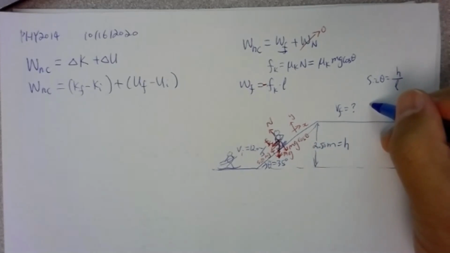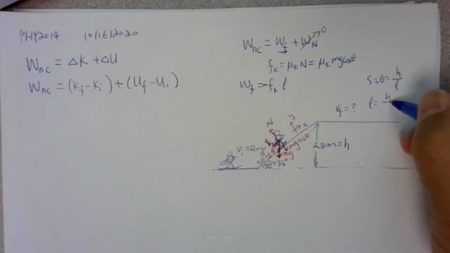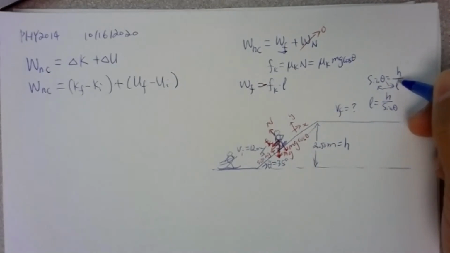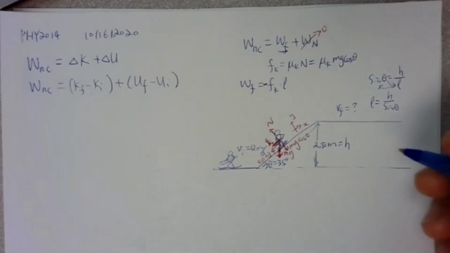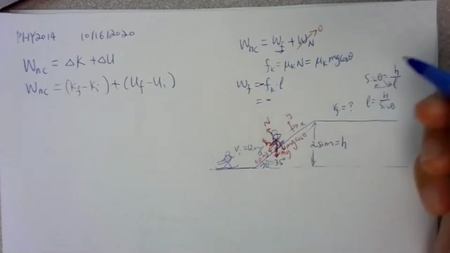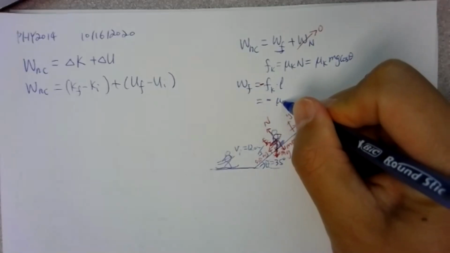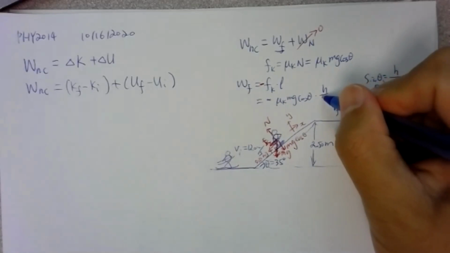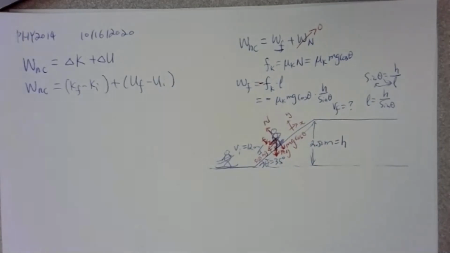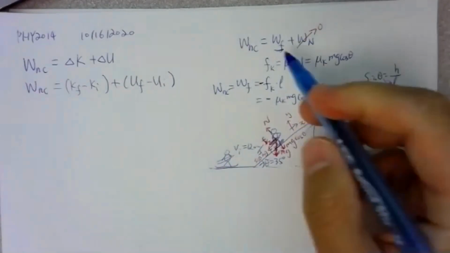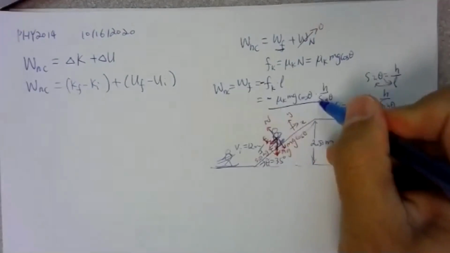So L is equal to H over sine theta. You move L to the other side and sine to the other side as well. Then the work done by friction will be minus F_k, which is mu_k mg cosine theta, times the distance L, which is H over sine theta. So this is what you have for the work done by non-conservative force. Your left-hand side equation is this.